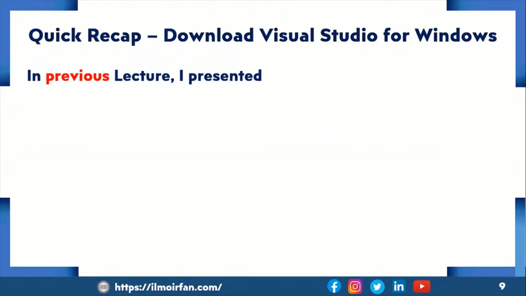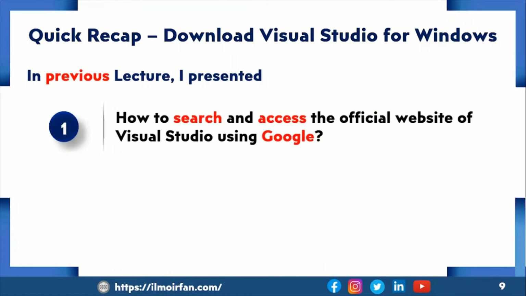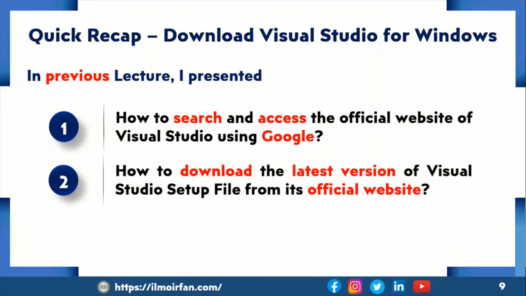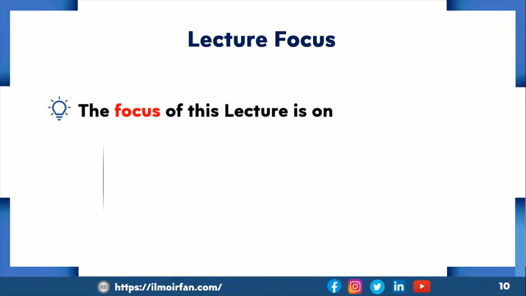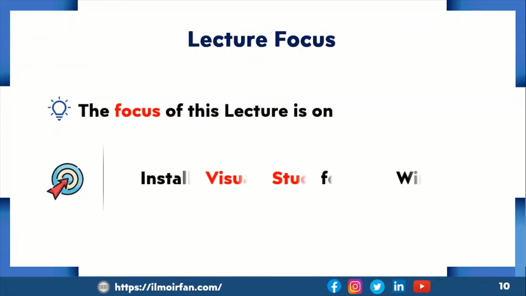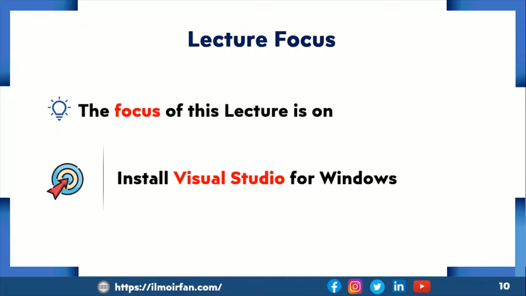In the previous lecture, I presented number 1, how to search and access the official website of Visual Studio using Google. Number 2, how to download the latest version of the Visual Studio setup file from its official website. And number 3, how to verify that the Visual Studio setup file was successfully downloaded. Lecture focus: the focus of this lecture is on installing Visual Studio for Windows operating system.